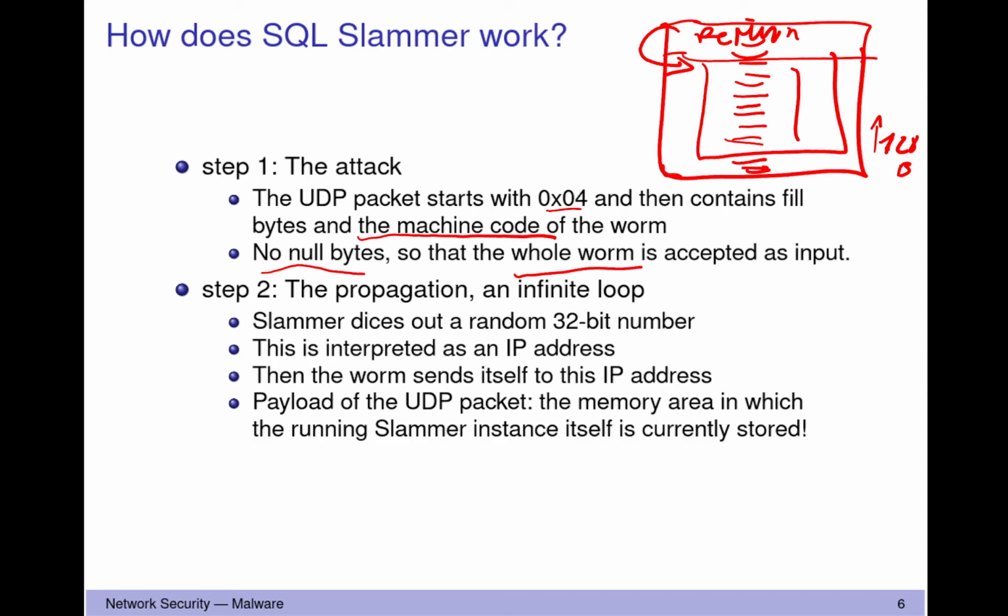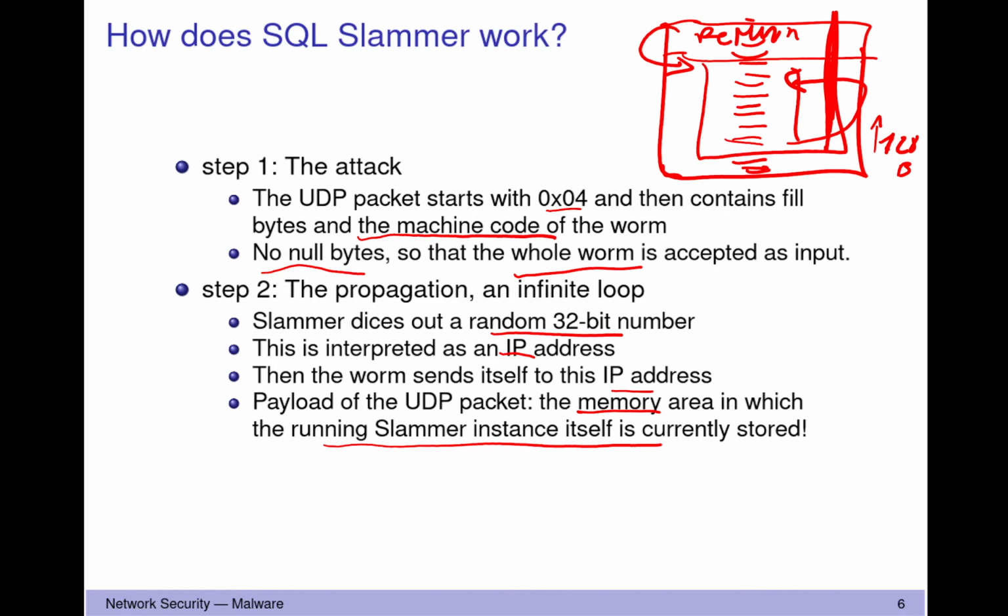And what is written inside here? It first selects a random 32-bit number, because this can be interpreted as an IP address. Then it sends itself to this IP address, copying the memory area in which the running Slammer's instance is running to that machine. So it takes what was provided for itself, has it available in the stack, and sends it to this IP address. And at the last point it has a loop back to jump again to the point where it starts the whole process again.